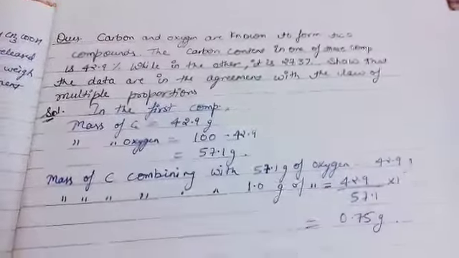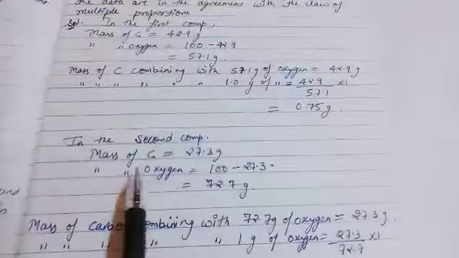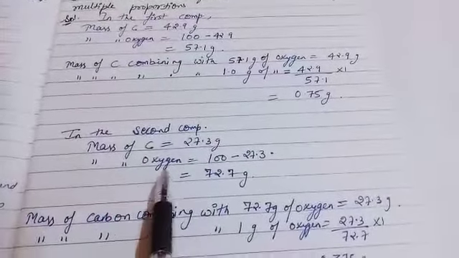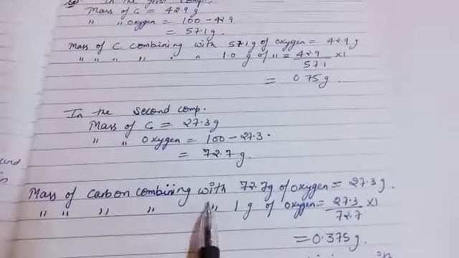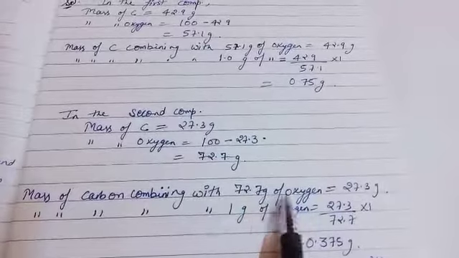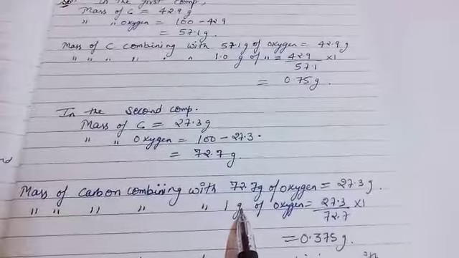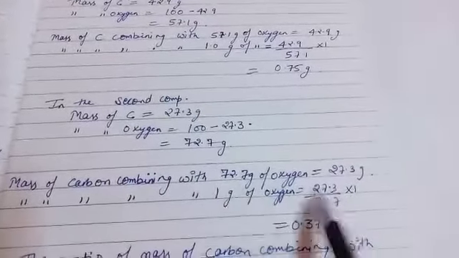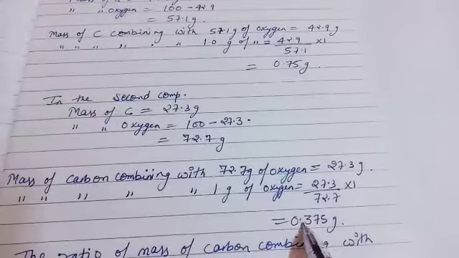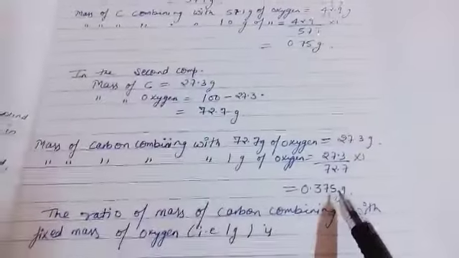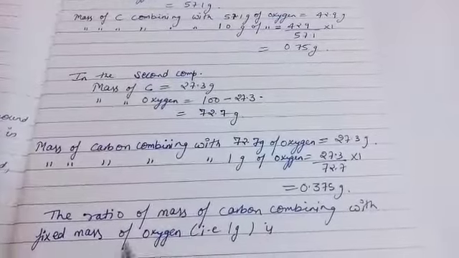Now similarly, you have to calculate the mass of carbon for the second compound also. In the second compound, the mass of carbon is 27.3 and the mass of oxygen is 72.7. The mass of carbon combining with 72.7 gram of oxygen is equal to 27.3. So what about 1 gram? Because here we are calculating for 1 gram, it's again the unitary method. 72.7 goes down, 1 goes up. After solving this, the answer is 0.375 gram.